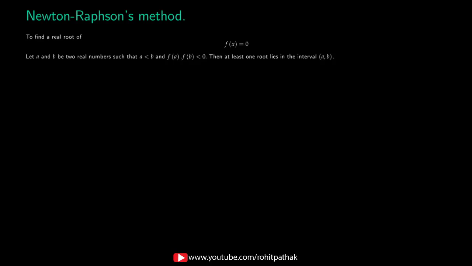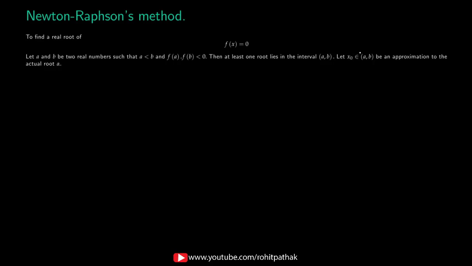To find the real root of this equation, again we find the interval in which the root lies. So first of all you find the interval AB in which the root lies. Then in this interval you take an arbitrary approximation to the actual root. So take x0 in this interval as the initial approximation. This x0 is called the initial approximation or the starting point of this method. So you have to select this x0 in this interval suitably so that you can get the root.